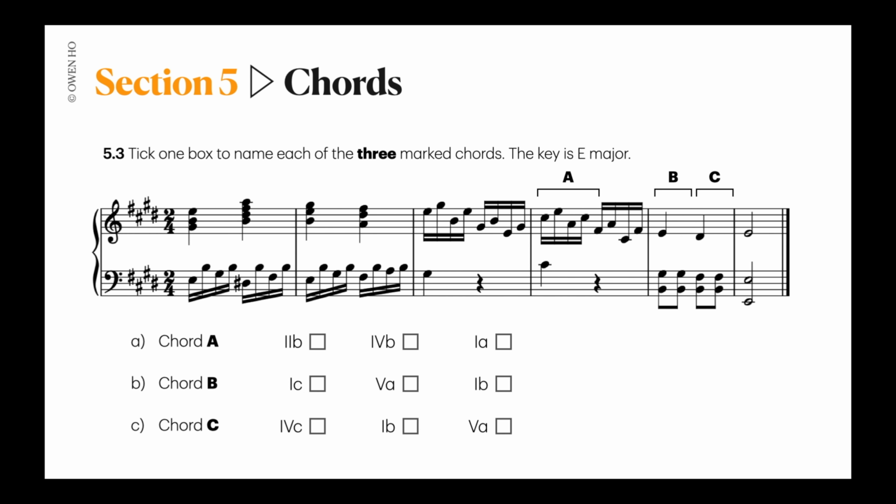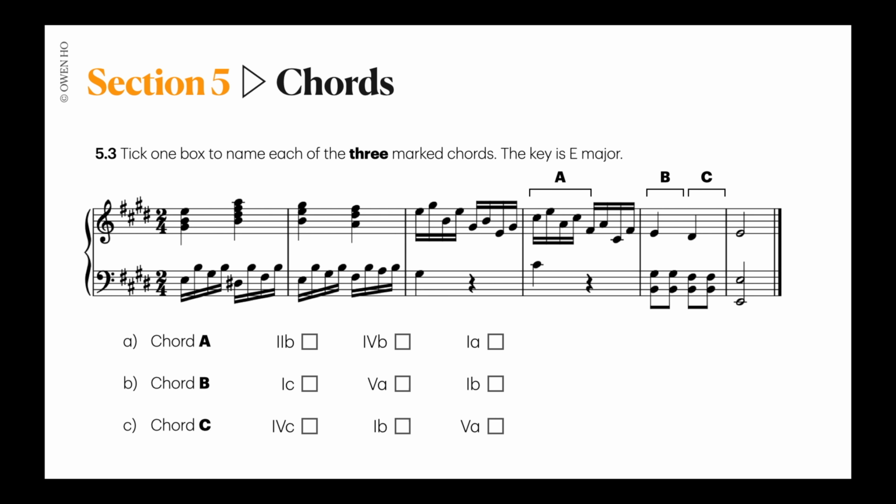Now that we have learned about what inversions are, we're well equipped to do these questions. Let's look at the key. It says the key is E major, and it will be helpful if we outline the chords in E major first, like what we have been doing. Furthermore, you may also want to write the letter names above these chords.